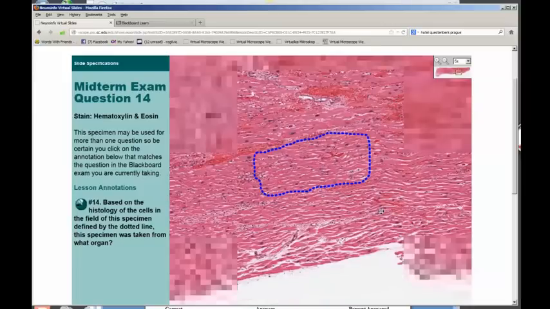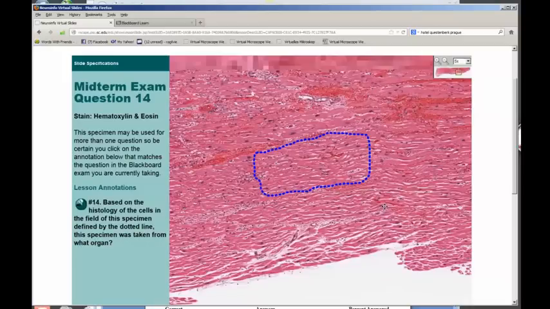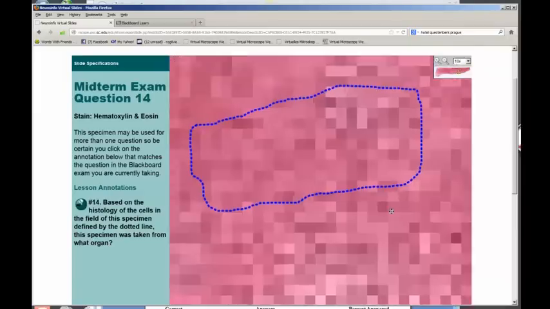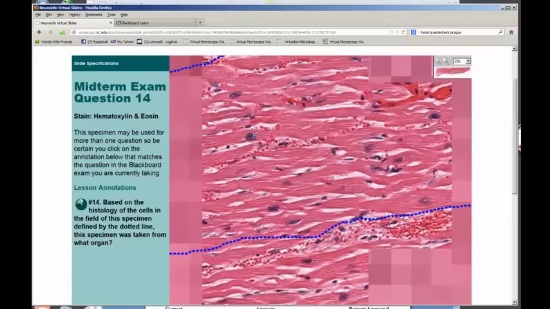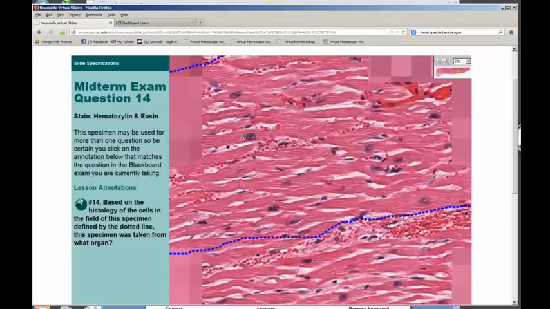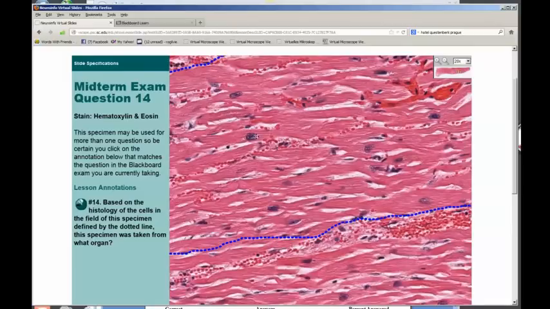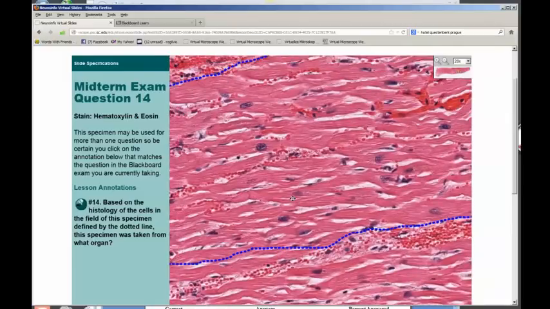Okay, now question 14 says, based on the histology of the cells in the field of this specimen defined by the dotted line, this specimen was taken from what organ? Your first impression is very eosinophilic with some blue, basophilic spots, and they remind you of nuclei. You increase the magnification, maybe 2 times to the top magnification, and take a look. You see these narrow strands. You see a nucleus in the center. It's certainly not an elongated nucleus like smooth muscle. Certainly, fibroblasts are not within collagen fibers, so this is not collagen.